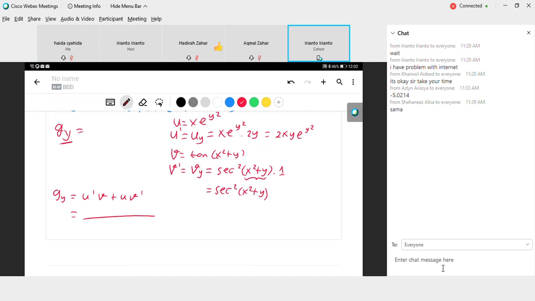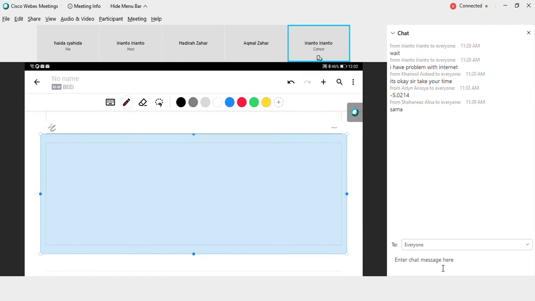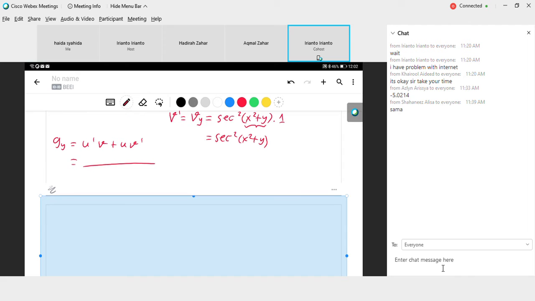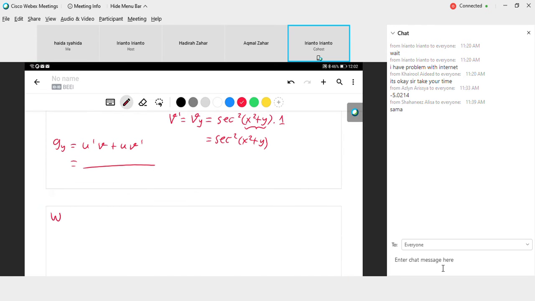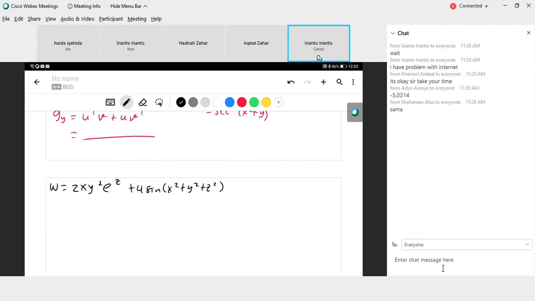Okay, so just like this, everything is simple like this. Only the question is too simple. Let me do it in black. W equals 2x y square e to the z plus 4 sine of x square plus y square plus z square. Okay, w x equals.